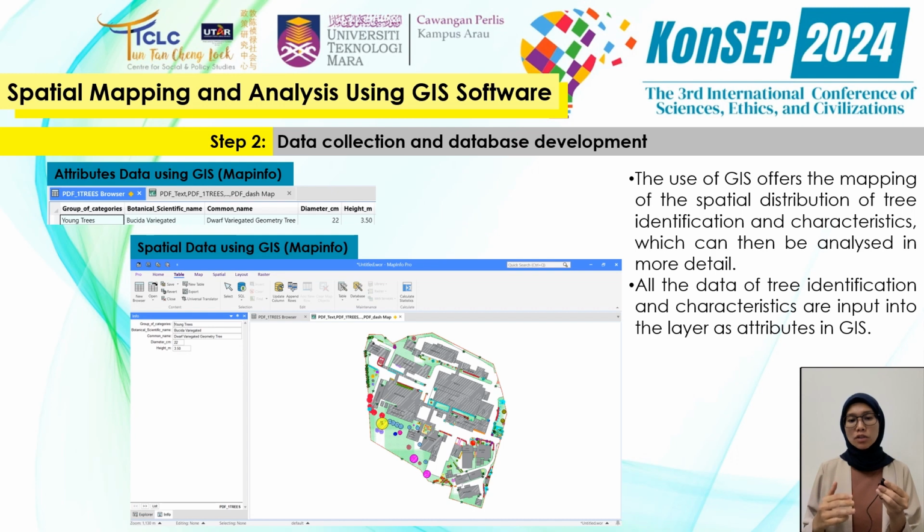The use of GIS offers the mapping of the spatial distribution of tree identification and characteristics, which can then be analysed in more detail. All the data of tree identification and characteristics were input into the layer as attributes in GIS software. So the figure shows the database development using MapInfo.